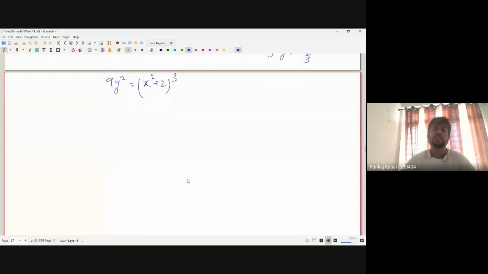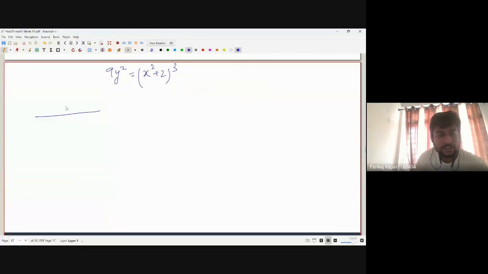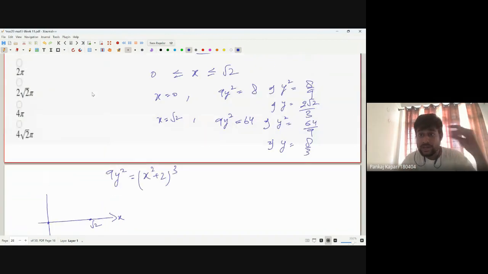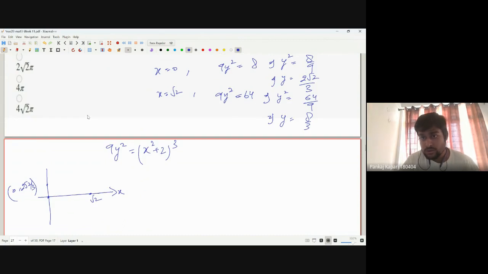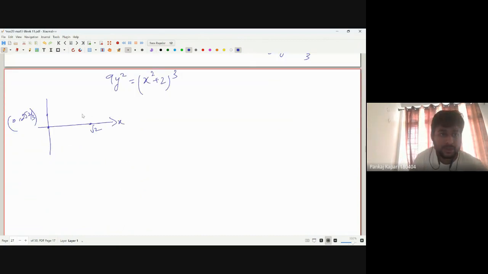Okay, so let's draw a rough figure of this thing. This is the x-axis, and x has values between 0 and root 2. When x was 0, we get that y is 2 root 2 by 3, so some point here. And when x was root 2, y was 8 by 3, so somewhere at root 2 and 8 by 3.